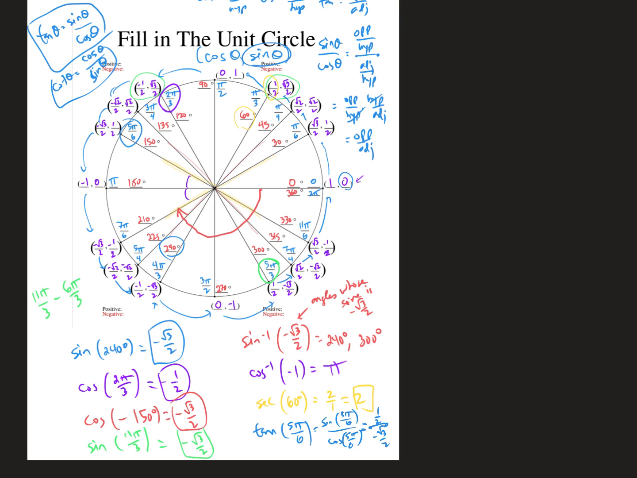And I'm running out of room. But if I do same switch flip, that would be 1/2 times negative 2 over root 3, which is negative 1 over root 3. And we don't want to leave a square root in the bottom, so it would be negative square root 3 over 3. So if you're finding secant or cosecant, you find the appropriate cosine or sine and flip it. If you're trying to find tangent or cotangent, tangent is sine over cosine, cotangent is cosine over sine.